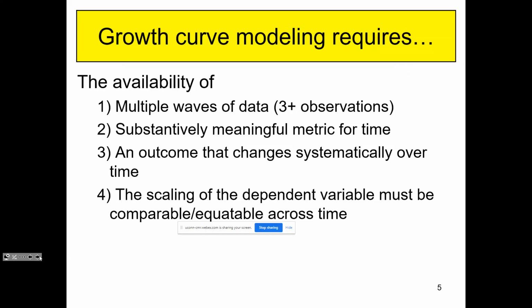On the achievement test, when it just says scale score, is that the vertical scale score? Well, maybe. Sometimes it is and sometimes it's not. It's your job as the researcher to find out whether that is a vertical scale score or not.